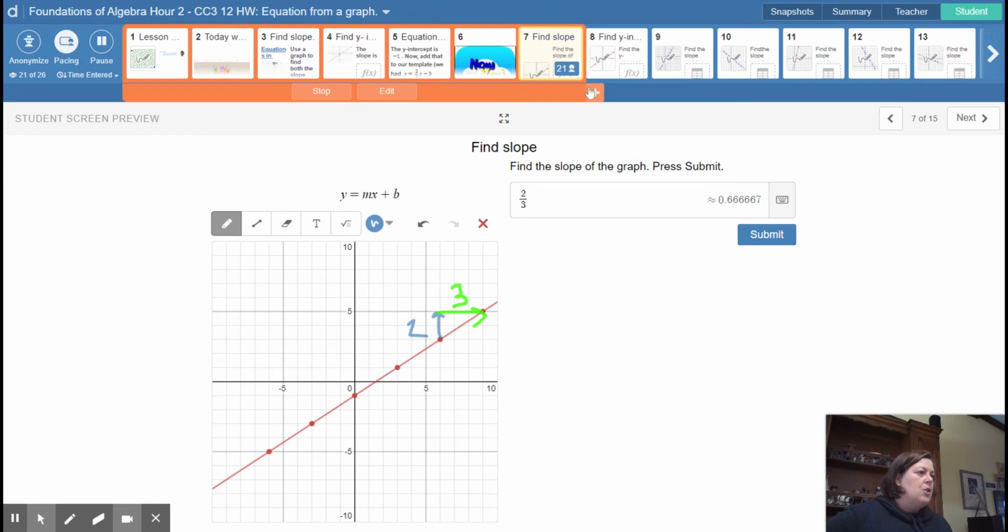All right, when you are finished copying slide 7, click the raise hand button so I know we are ready to move on.